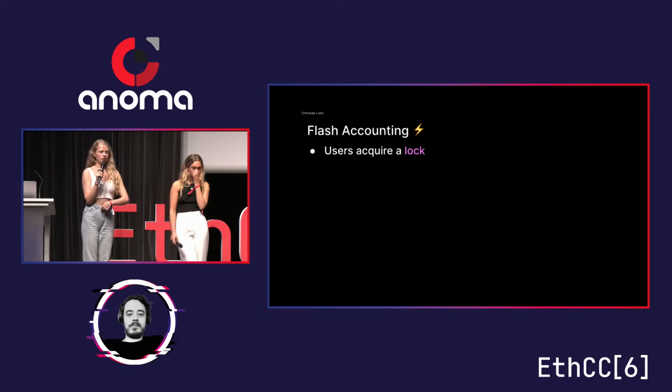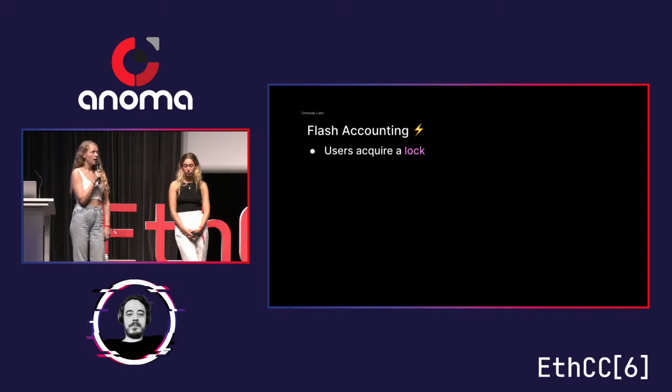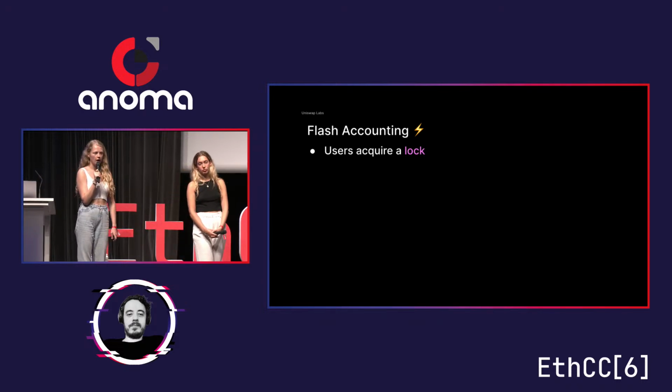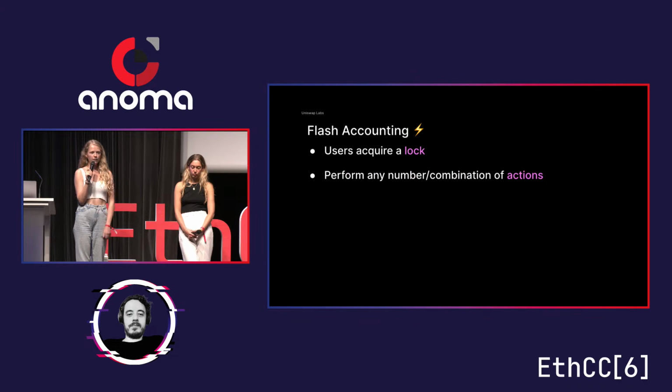So this singleton contract allows us to do greater things, and the one in particular that we love is something called flash accounting. Maybe some of you have heard of flash loans, where you can have an atomic transaction where if at the end of the transaction someone hasn't paid back their loan, the whole thing reverts, and it's like you never gave them the loan in the first place. So with flash accounting, at the beginning, users acquire a lock on the contract. They can then perform any number or combination of actions, whether that's swapping between different pools, that's adding liquidity.